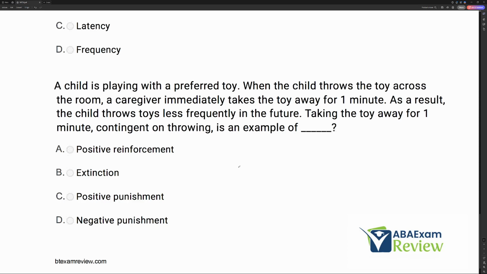A child is playing with a preferred toy. When the child throws the toy across the room, a caregiver immediately takes the toy away for 1 minute. As a result, the child throws toys less frequently in the future. Taking the toy away for 1 minute, contingent on throwing, is an example of what?